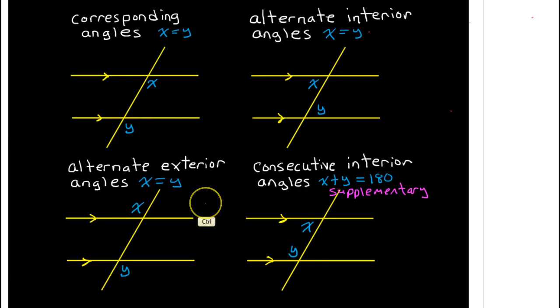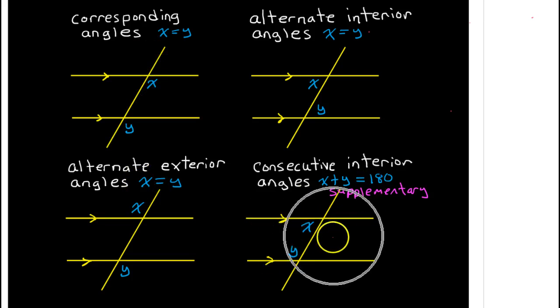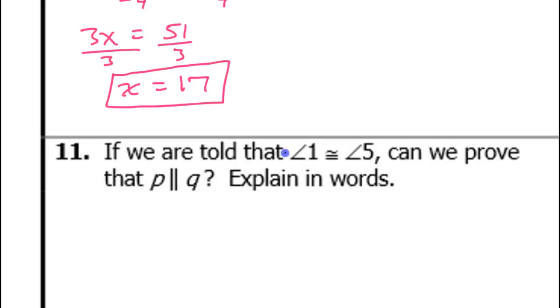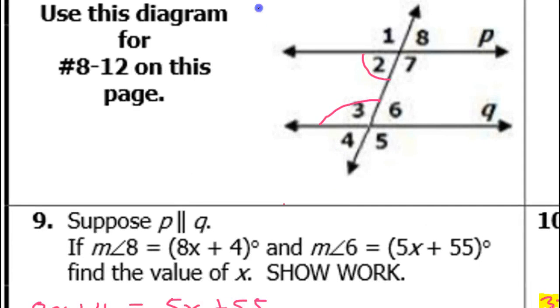Or I can prove that they're definitely not parallel. If these are not equal, or if these are not supplementary, then I will know for a fact that the lines are not parallel. Now, if it turns out to be a linear pair or vertical angles, that proves nothing about parallel lines. So if it turns out to be either one of these, I'm going to say nope, tells me nothing. Because linear pairs are always supplementary no matter what. Vertical angles are always equal no matter what. So let's look up at 1 and 5 and see what they are.